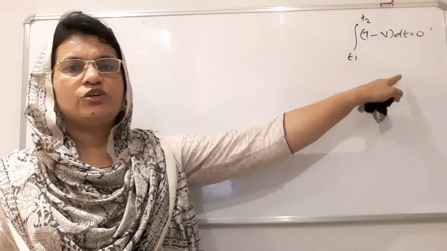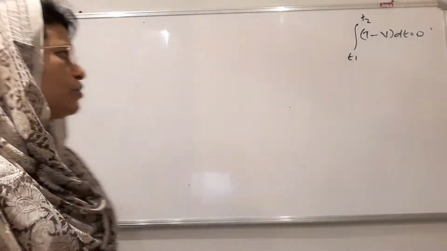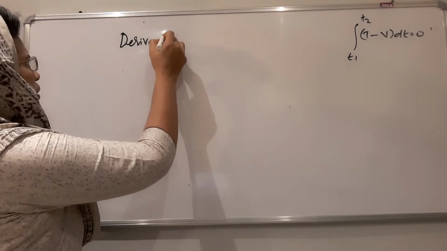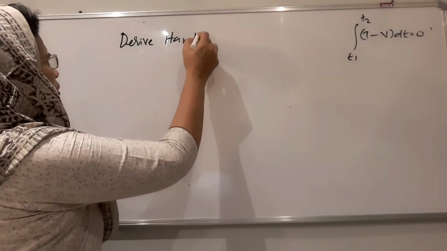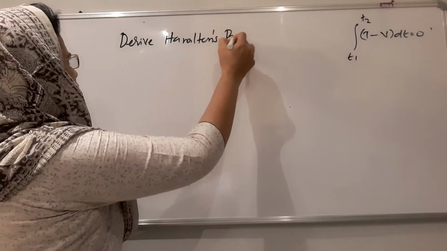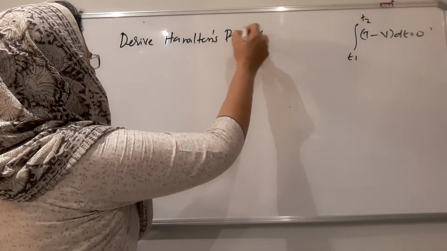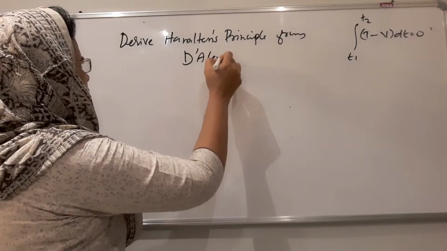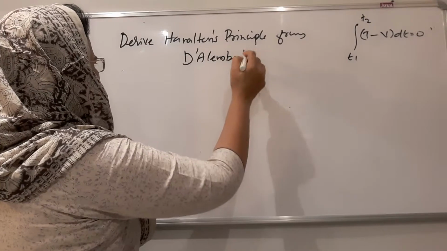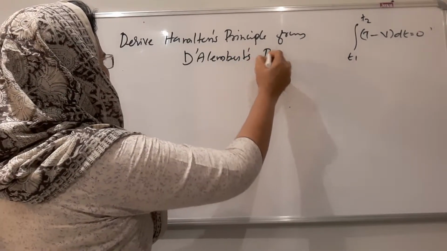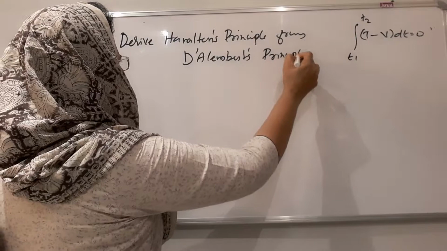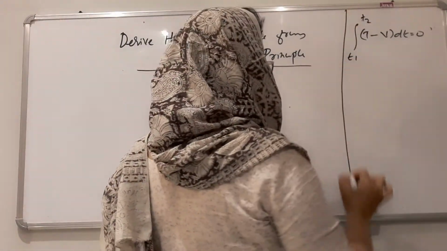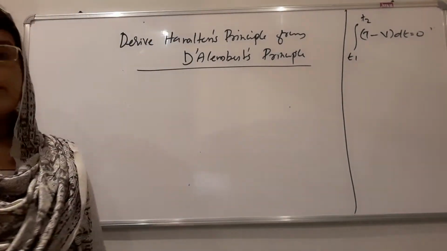We are going to derive this equation from another equation, that is, we are going to derive Hamilton's principle from D'Alembert's principle. D'Alembert's principle you already know. It is the equation from virtual work done, or regarding the virtual displacement. And starting from D'Alembert's principle, we are going to derive Hamilton's principle.